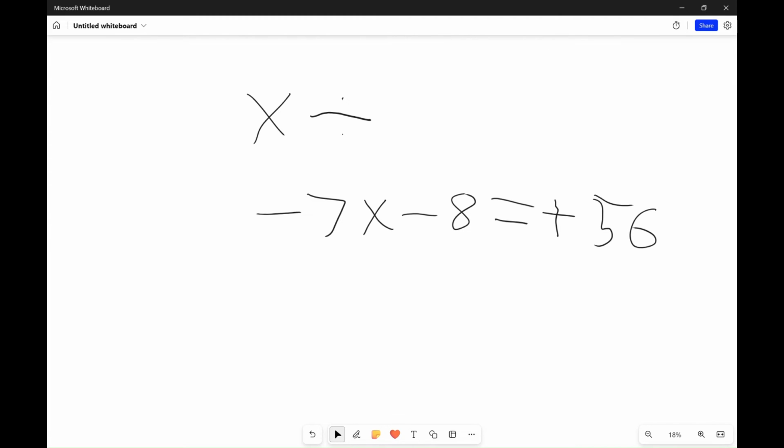But what about negative 7 times 8? Well, negative and positive means the answer is going to be negative. And 7 times 8 is 56, so the answer will be negative 56.